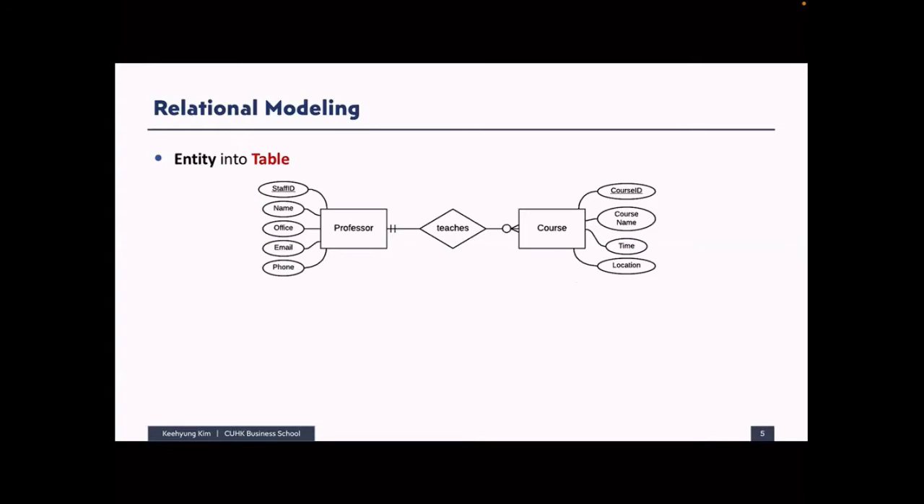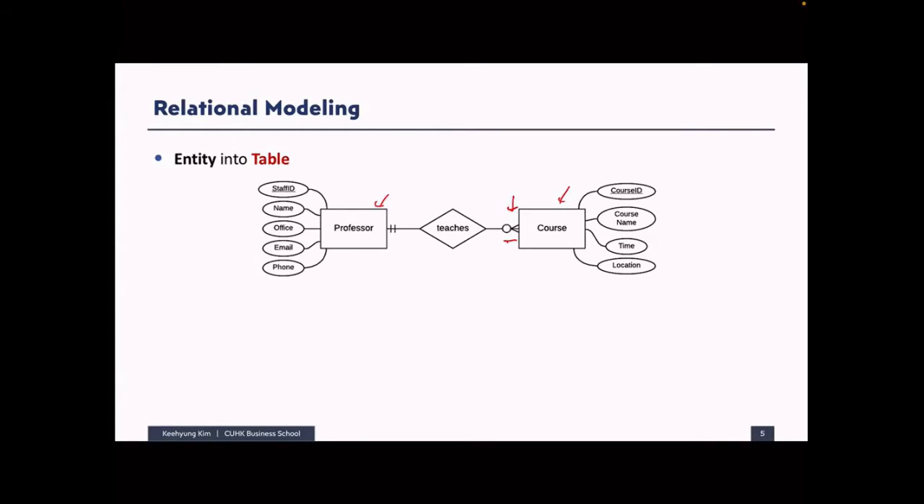So let me give you some examples of how we can actually translate ERD into relational model. This is the ER diagram based on the business event, a professor teaching a course in the university. To briefly remind you, we have these two entities here, the professor entity and the course entity. And a professor teaches many courses. So here is a 0 to many.